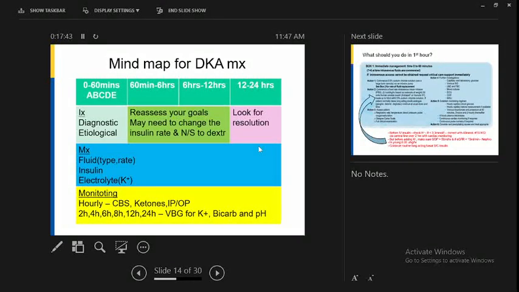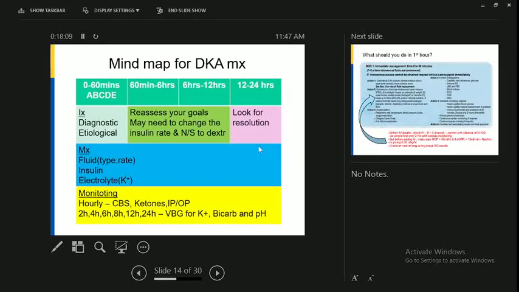Otherwise, you may have to monitor it via urine or serum ketone body assessment, and input output. Then 2 hourly, some guidelines say to measure 2 hourly, but sometimes it may be difficult. So I have mentioned it at the end of the second hour, 4th hour, 6th hour, 8th hour, and 24th hour. Check VBG for potassium, bicarbonate, and pH.